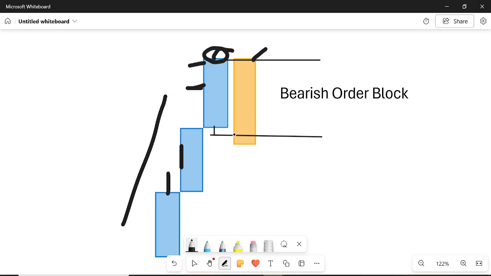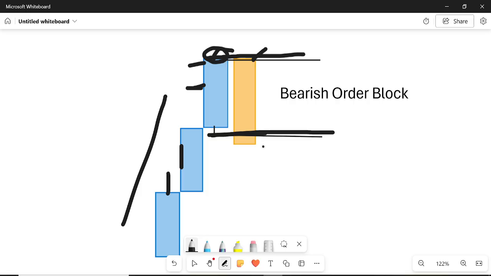Now, how do we see that the last bullish candlestick has been engulfed by the first bearish candlestick? We can see that price has closed below the low of the last bullish candlestick. That's why we can say that the first bearish candlestick has engulfed the last bullish candlestick. So now we will mark the last bullish candlestick whole with the wick as a bearish order block. This area will be marked as bearish order block.